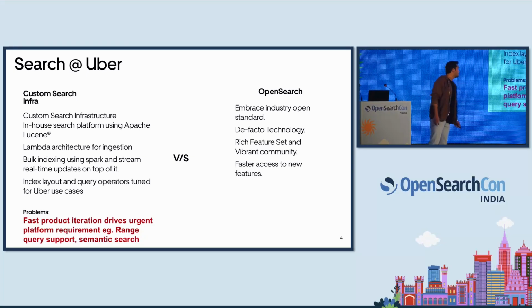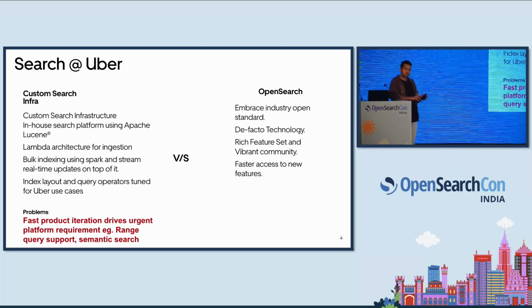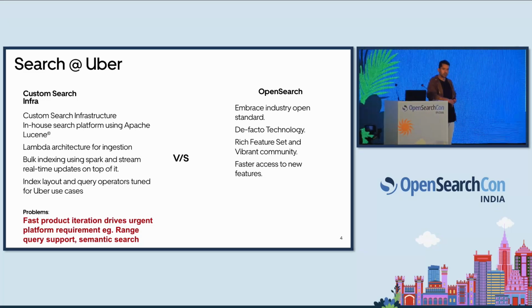So starting with the journey of search at Uber. For the longest time, Uber was actually using a custom search infrastructure. Now this custom search infrastructure was also built on Lucene. Along with it being built on Lucene, it uses something called a Lambda architecture for ingestion.